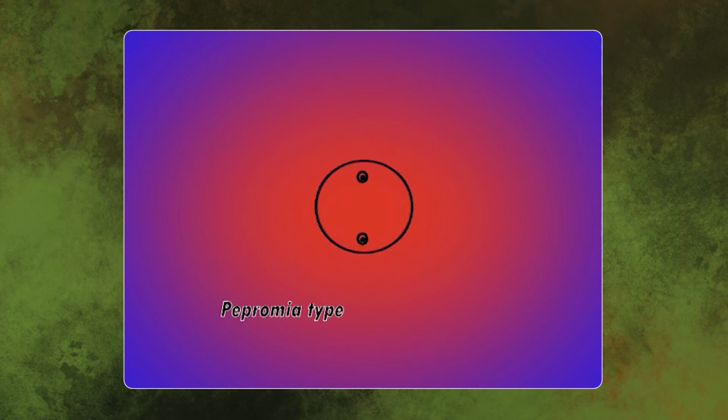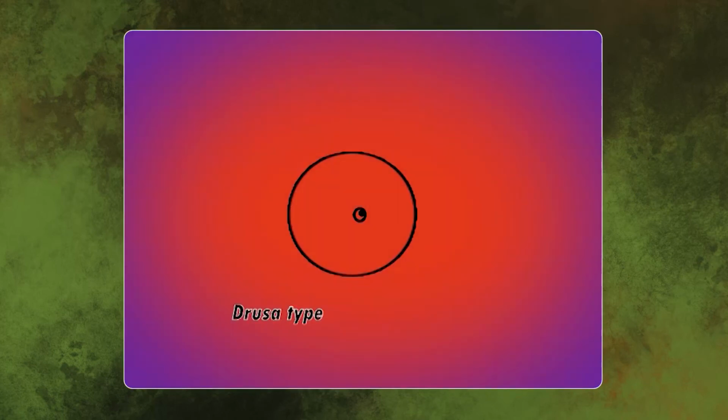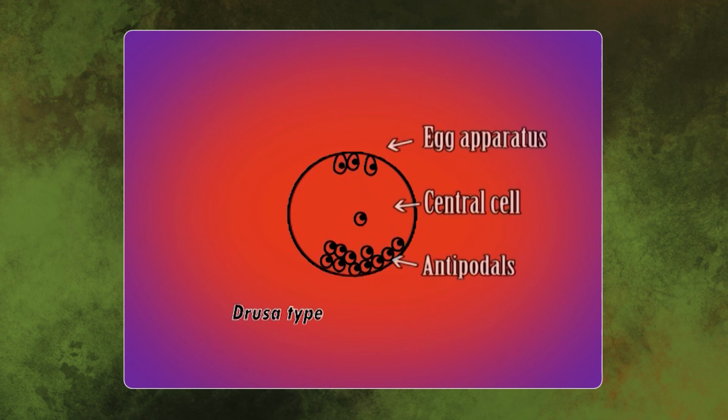Next is Peperomia type. The embryo sac is 16 nucleate. The organization of the embryo sac includes an egg apparatus comprising an egg and only one synergid, 6 peripheral cells, and a central cell with 8 nuclei. Next is Drusa type. This type of embryo sac is also 16 nucleate. The mature embryo sac comprises a normal 3-celled egg apparatus, 2 polar nuclei, and 11 antipodals.